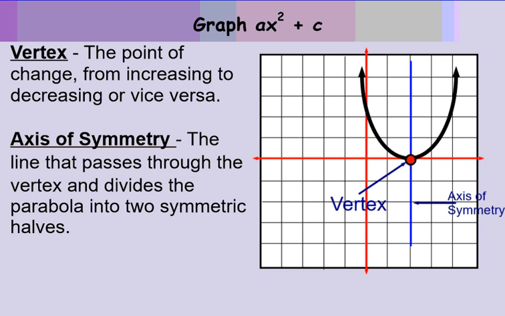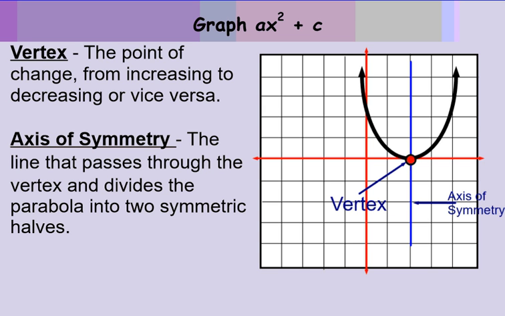The vertex is the point of change. It's where a parabola goes from going down to going back up, or if it was opening downward, like this, the vertex would be where it goes from going up to going down. So that point of change, that sharp point, we call the vertex. That's the point of change, where it goes from decreasing to increasing or increasing to decreasing.